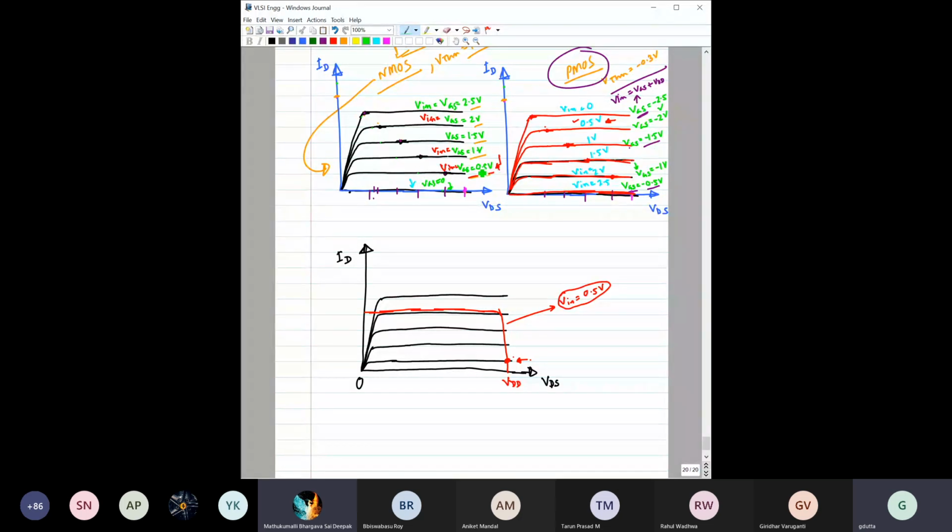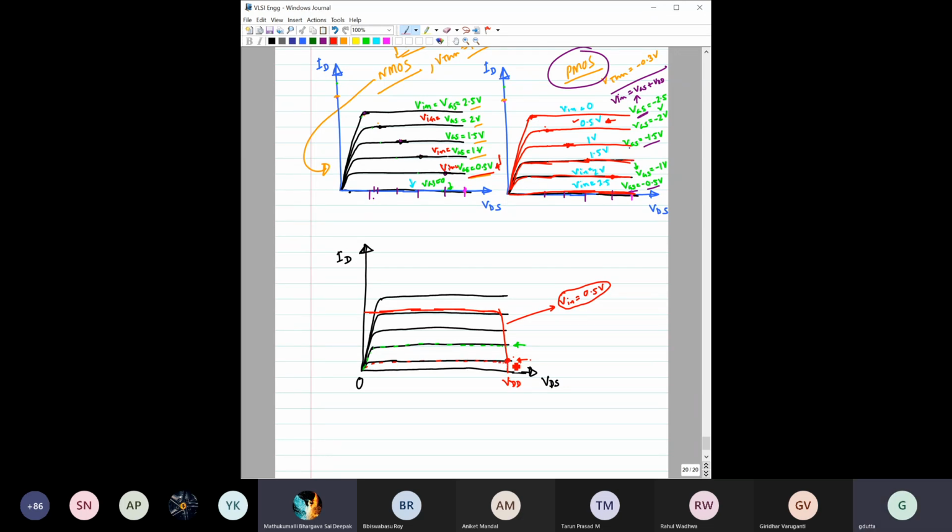Now let us say we have shifted to 1 volt. So for NMOS, maybe this would be better if I do it like this. So for NMOS, it is like this. And to make it similar to this one, let me make this one as well.